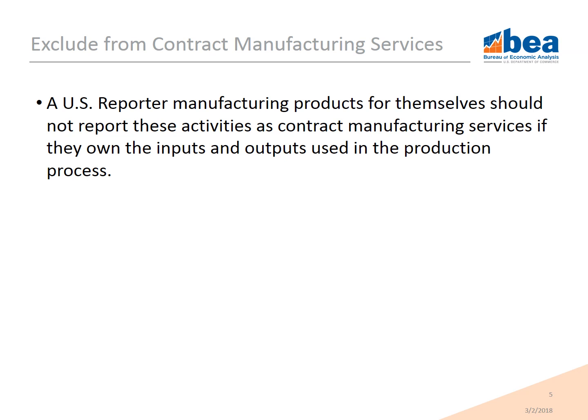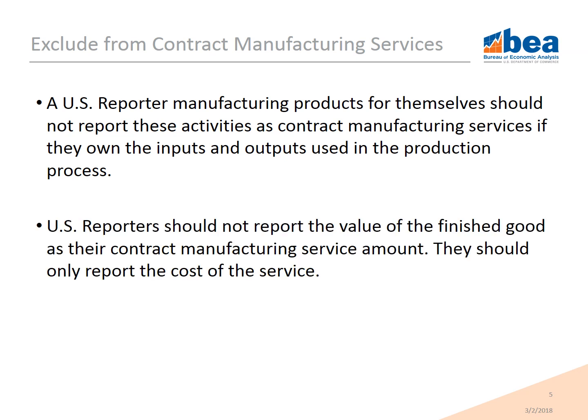Companies manufacturing products for themselves should not report these activities as contract manufacturing services if they own the inputs and outputs used in the production process. Companies should also not report the value of the finished good as the contract manufacturing service. They should only report the cost of the contract manufacturing service sold or purchased.